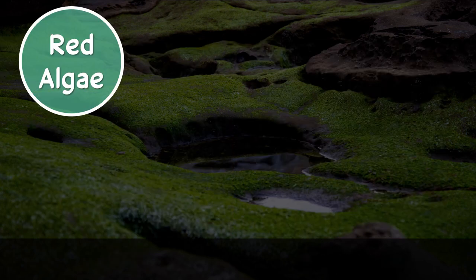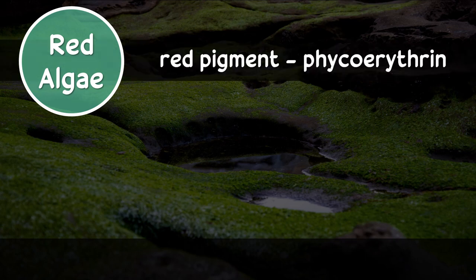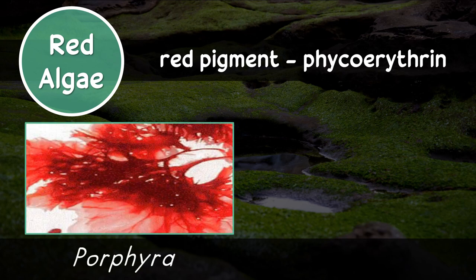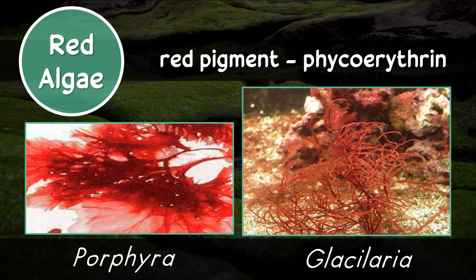Next, punta naman tayo sa red algae. Bakit ba sila color red? They are red because they are dominated by the red pigment phycoerythrin. As to their habitat, the red algae are mostly marine and a few are freshwater. For example, we have porphyra, which is deep red in color, and gracilaria, which is used to make our favorite gulaman.